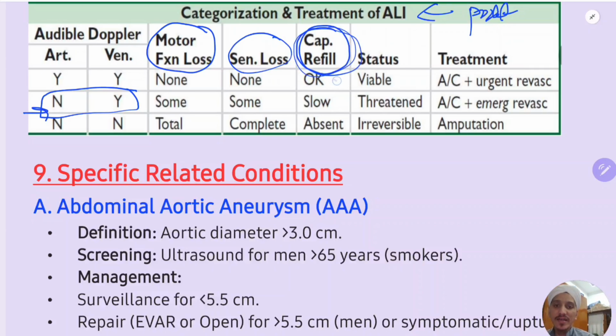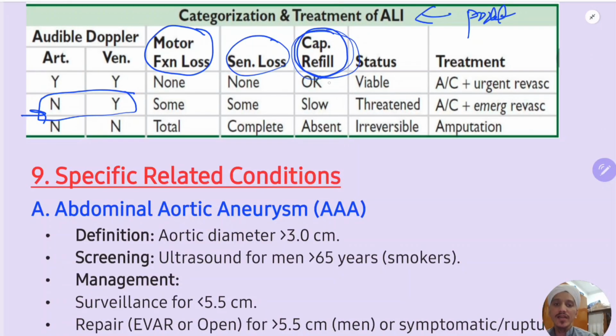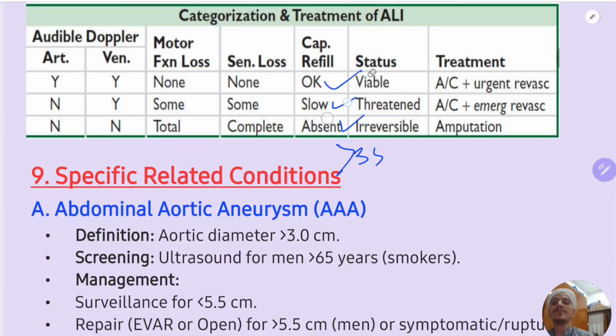So if the capillary refill time is okay, it is viable. If it is slow, more than 3 seconds, then it is threatened. If it is absent, then it is irreversible. That is the difference you should remember. So capillary refill time you can take along with motor function and sensory loss. That's about the management of acute limb ischemia, critical limb ischemia, and chronic intermittent claudication, which we have discussed.